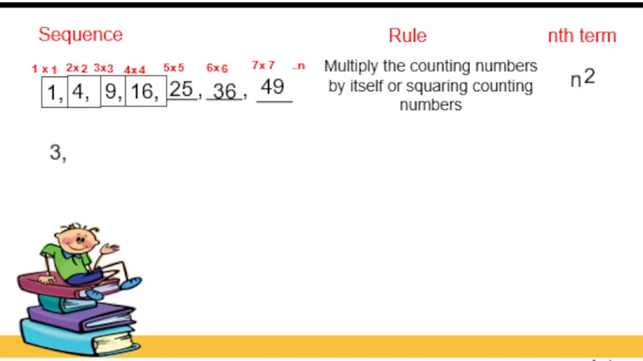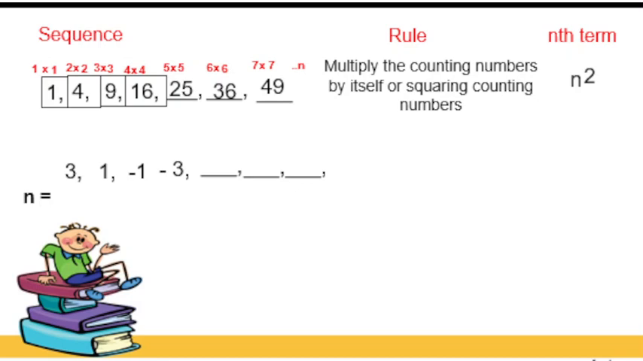Okay, another sample. You have 3, 1, negative 1, negative 3, and we are looking for the next 3 digits. If you notice, this is in descending order. So from 3 to 1 to negative 1 to negative 3. So if we are going to subtract, the result will be like this.